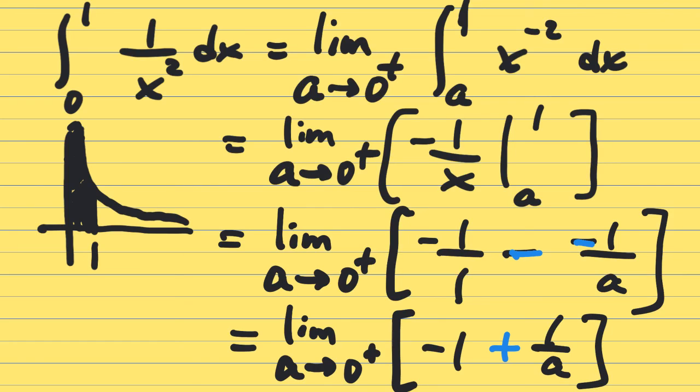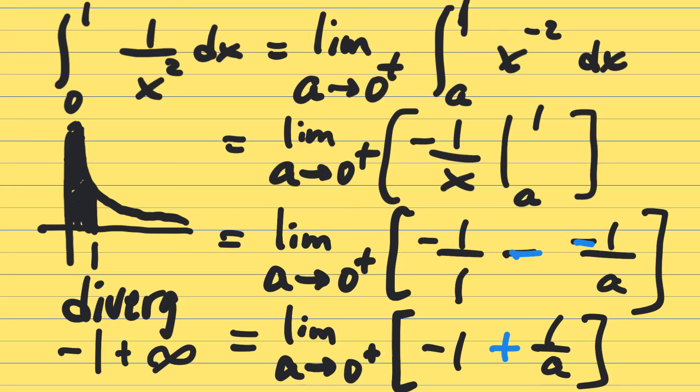Now with a fixed numerator, like in the last example, the larger the denominator becomes, the smaller the fraction becomes. It was that cake analogy of the more slices, the smaller each slice is. This time we're letting the denominator get smaller and smaller. What does that do for our fraction? It makes it get larger and larger. You got it. Negative 1 plus infinity is infinity. So this is a divergent improper integral.